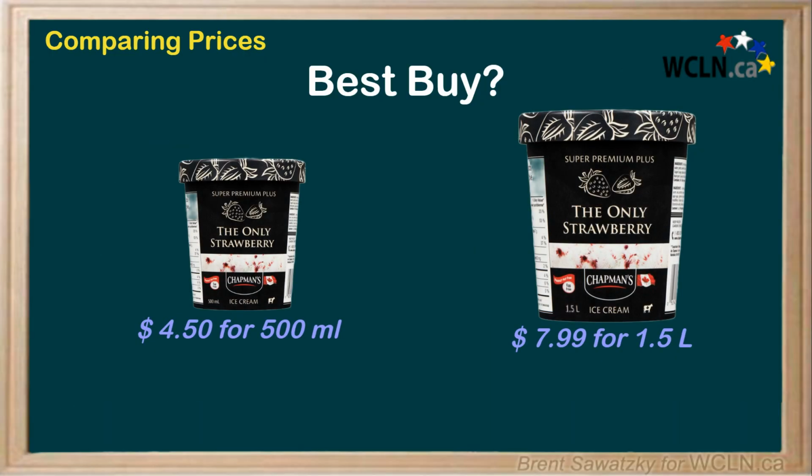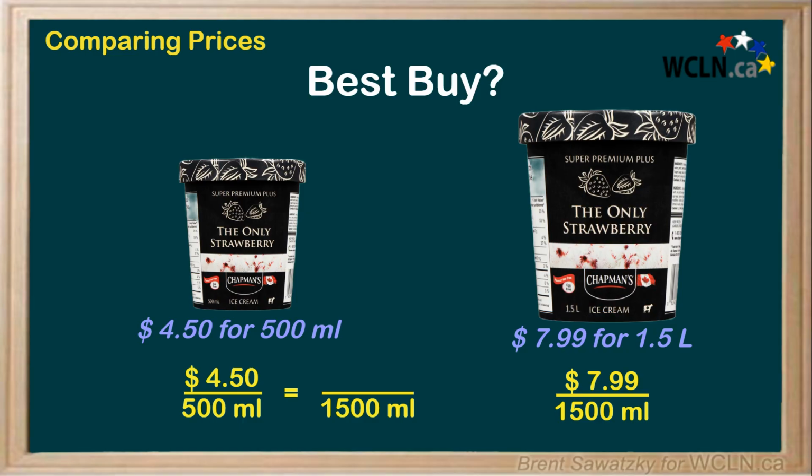One more example, strawberry ice cream. $4.50 for 500 milliliters or $7.99 for 1.5 liters. So let's write these as a ratio of cost to amount. And to compare, we know that 1.5 liters is the same as 1,500 milliliters. And we can see that 1,500 milliliters is 3 times as much as 500 milliliters. So let's make an equivalent ratio, but with 1,500 milliliters on the bottom.